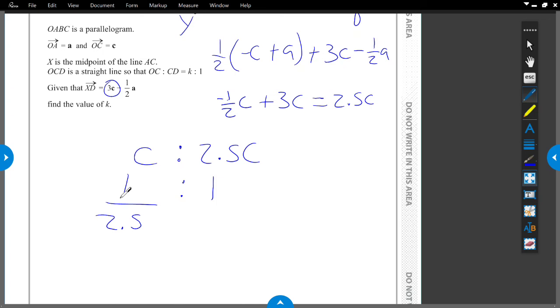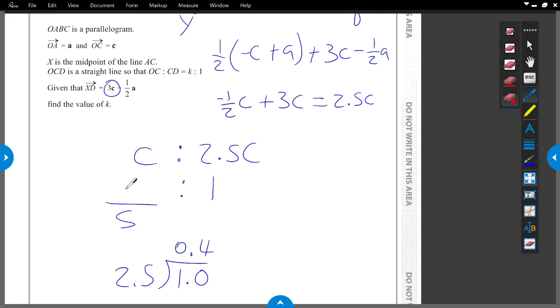We have 1 divided by 2.5, which you could do long division if you wanted to. We could do 2.5s into 1. That doesn't go. And then it goes 4 times, so we get 0.4. Alternatively, we can just put this as a fraction and make this so that they're both integers. So 2.5 if I times that by 2, I'm going to get 5. And this 1, if I times that by 2, I get 2. It's possibly slightly easier. I get 2/5 as the value of K.